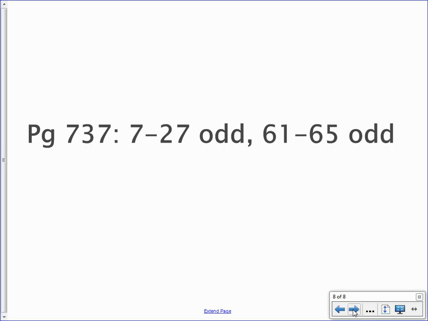61 to 65 odd. These are some problems where I'm going to give you an opportunity to be creative. I'm going to give you an equation, and I want you to come up with the parametric equations. So you're going to be a little bit creative. But we have 8 minutes left in class, so you can maybe get a couple problems done before you leave.